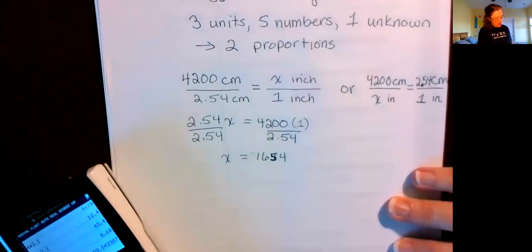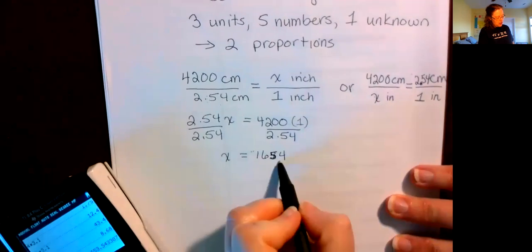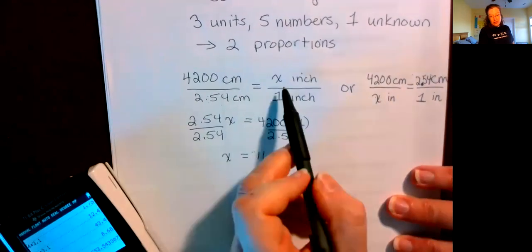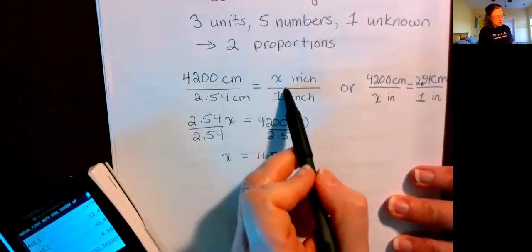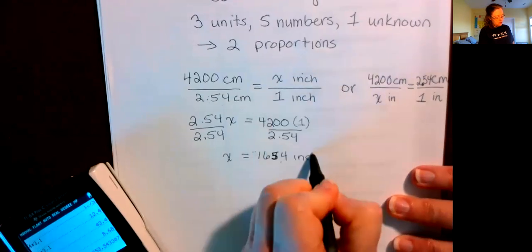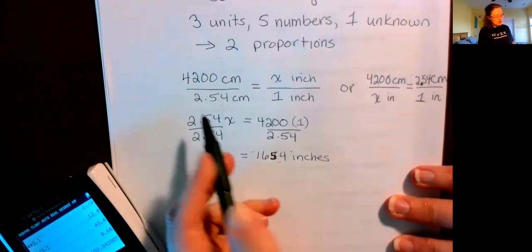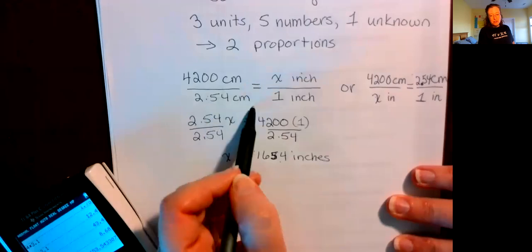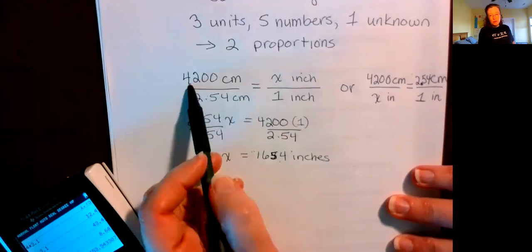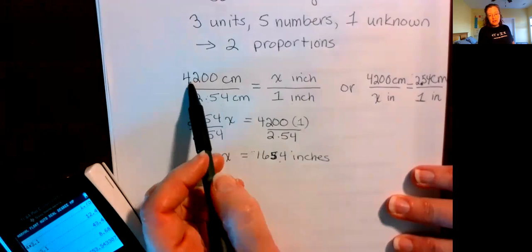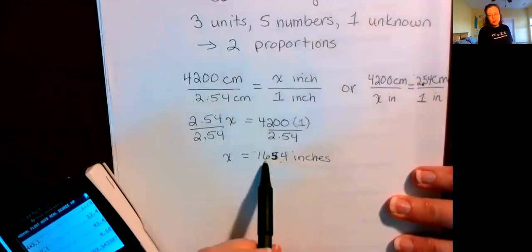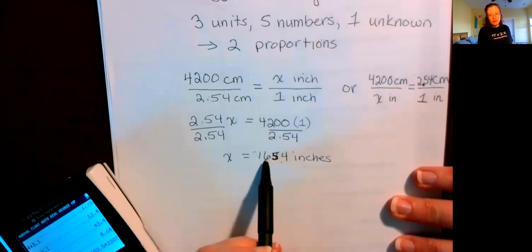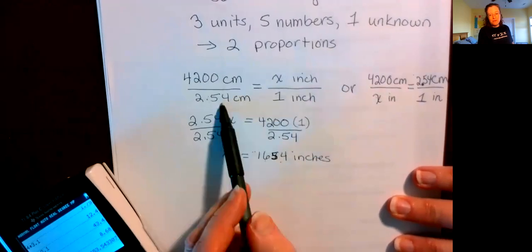Okay. And what's the unit for that? Come back up here, I see the X was inches. This makes sense. If it takes 2.5 centimeters to be 1 inch, half of 4,200 would be 2,100. And this is another proportion less than that. So it makes sense that I'd have to multiply by 2.5 to get from here to there.